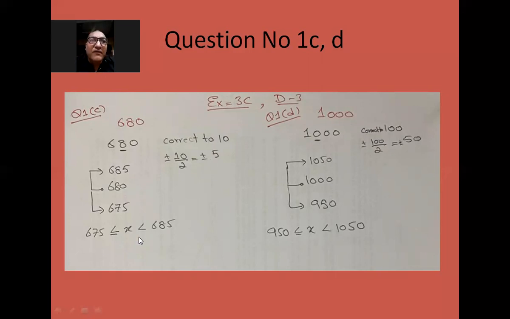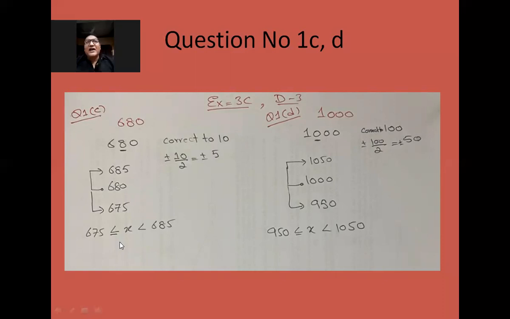So in the form of an inequality, I will write x is greater than or equal to the lower bound and less than the upper bound. In other words, you say x is greater than or equal to 675 and less than 685. This is how you do question number 1, C part. Hopefully you have understood.